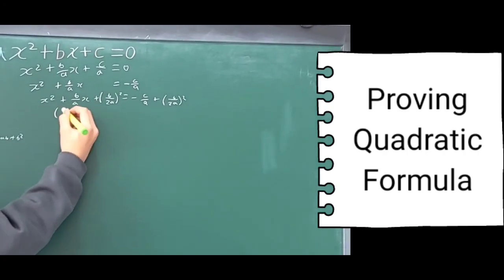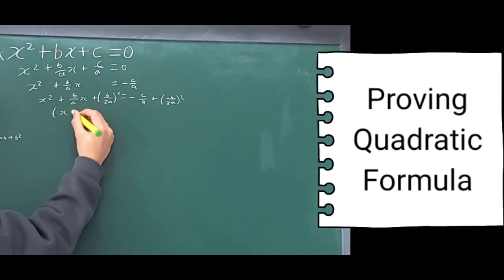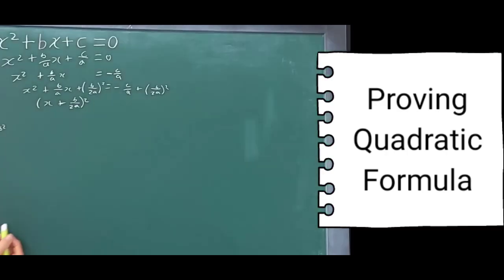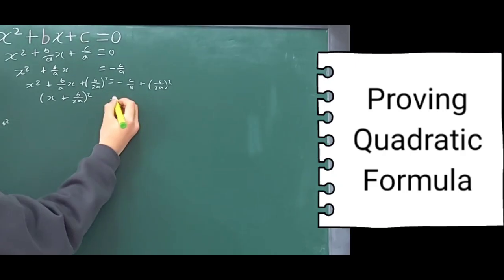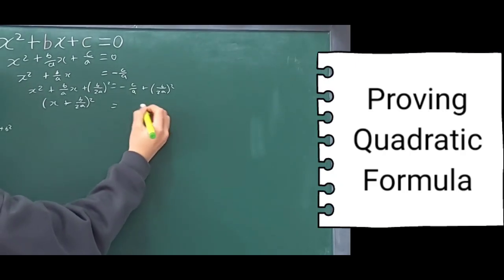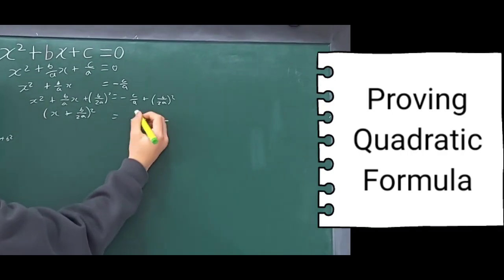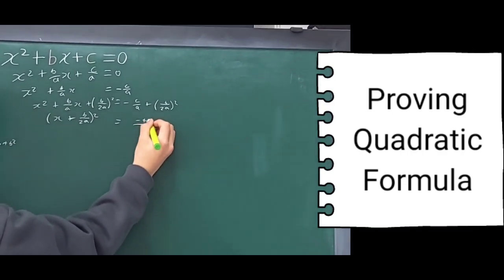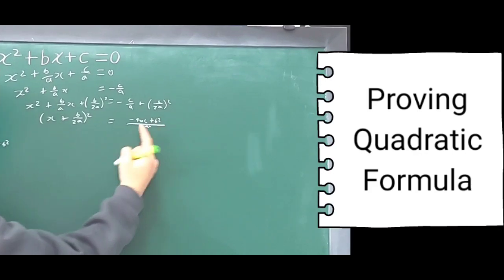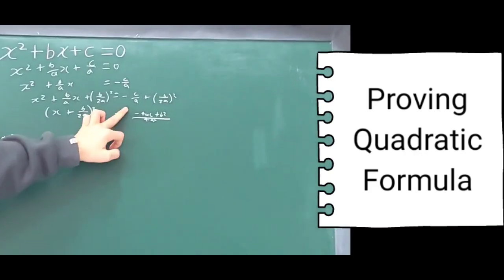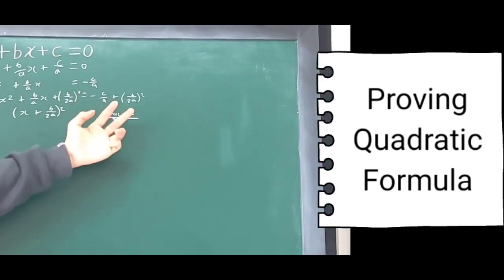So now I can just factorize it, you can factor it like this, and I'll just simplify this one too. It is 4a over 4a squared, and negative 4ac plus b squared. I got negative 4ac because I multiplied 4a in the denominator and numerator to make common denominators.